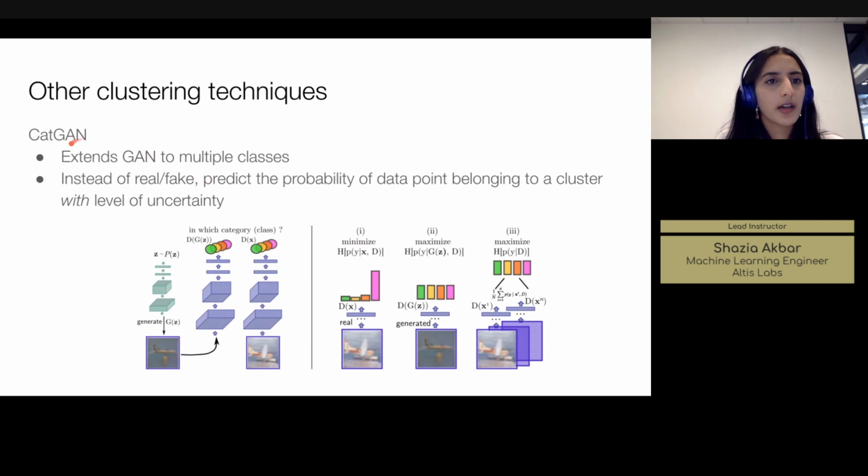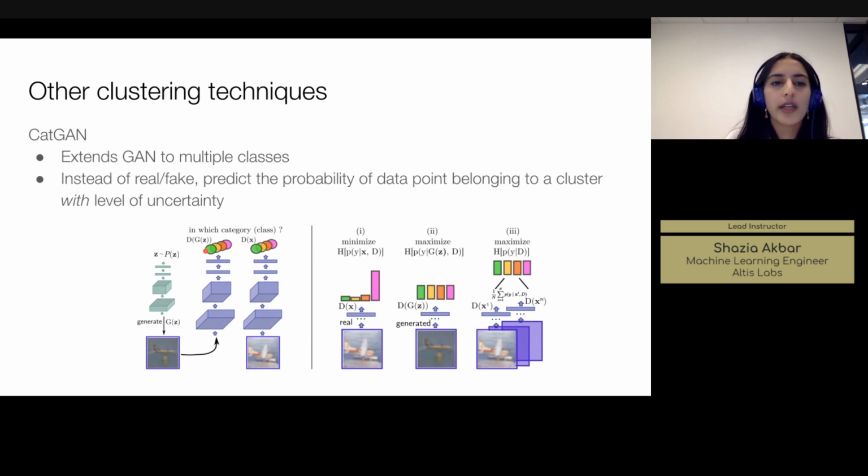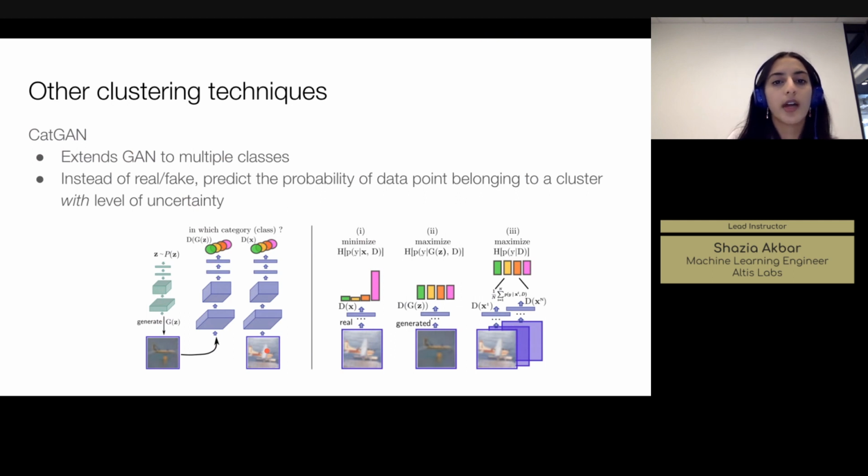Other clustering techniques worth knowing about are those based on GANs. CatGAN is well known and uses a generator and discriminator component as well. If you remember back to last week, a GAN has a generator which generates examples from what it's learned so far, as well as a discriminator which learns whether a particular example provided to it is real or fake.